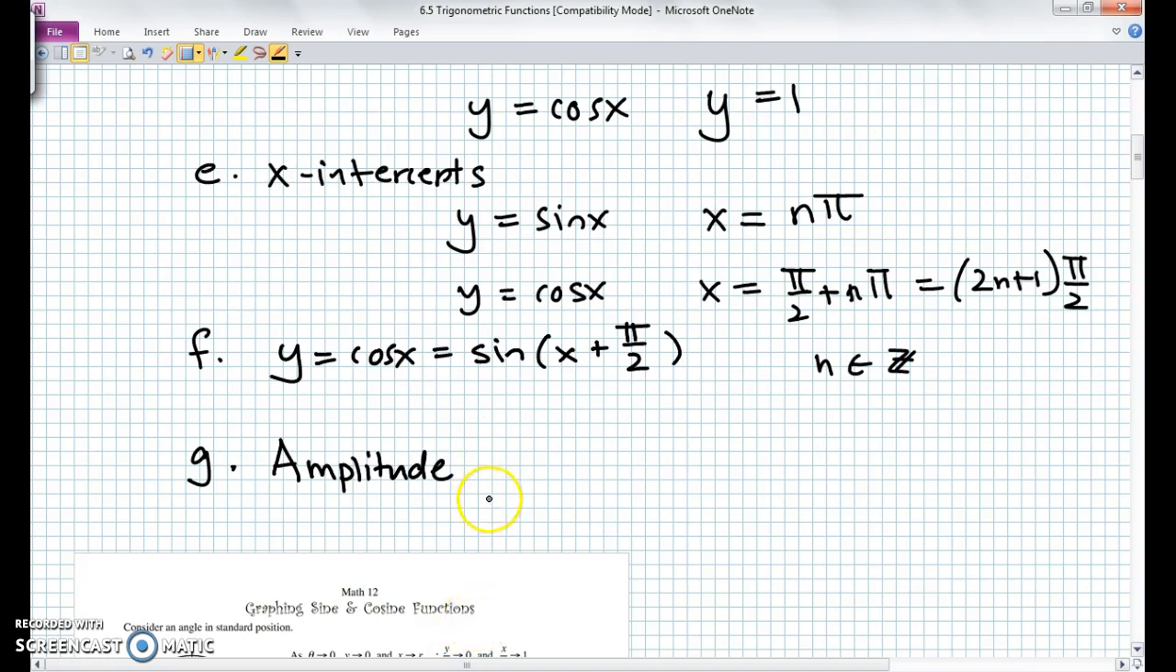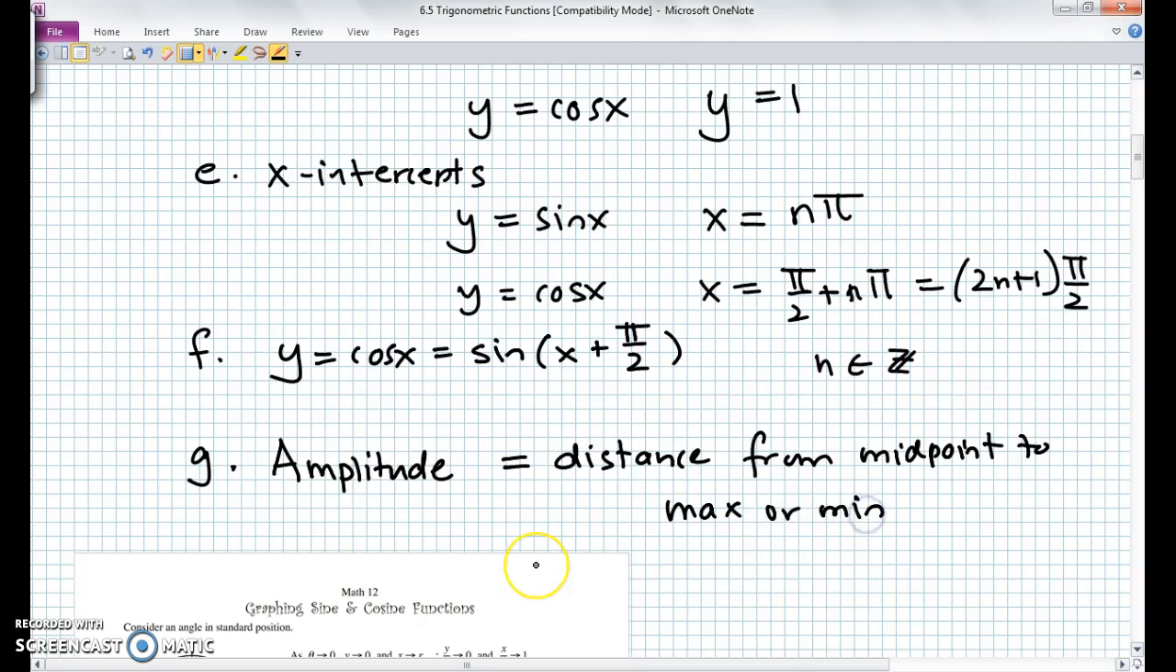Curtis? What were you going to say? Would it be the distance between the midpoint. Yeah, exactly. So the distance to the crest from the midpoint or to the trough from the midpoint. Distance from midpoint to max or min. Okay?